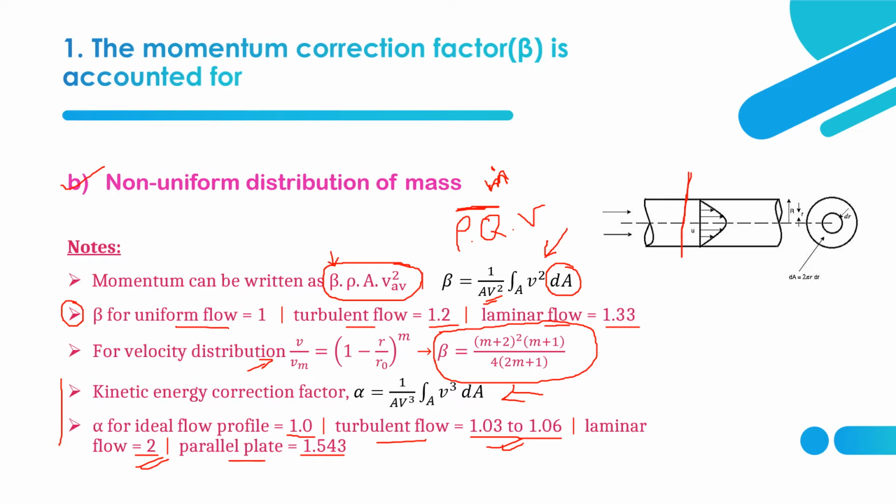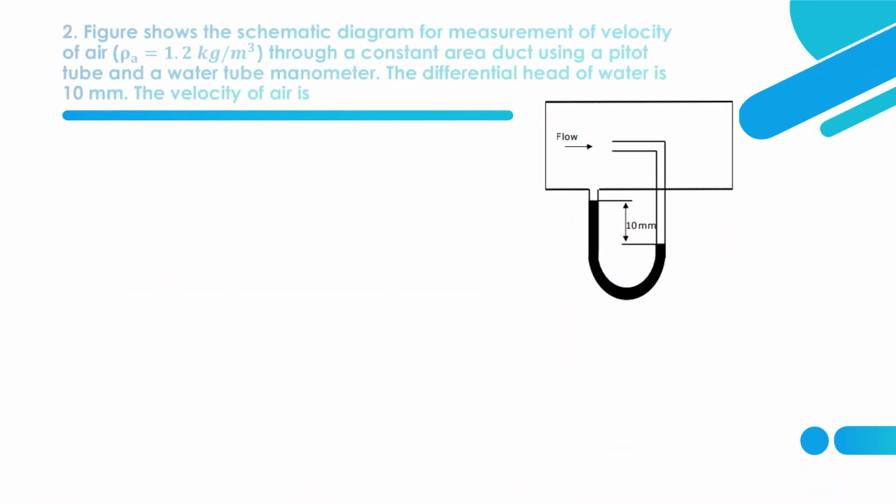Now let's move on to the second question. The figure given shows the schematic diagram for measurement of the velocity of air. We are intended to measure the velocity of air, whose density is given as 1.2 kilogram per meter cube, through a constant area duct using a Pitot tube.